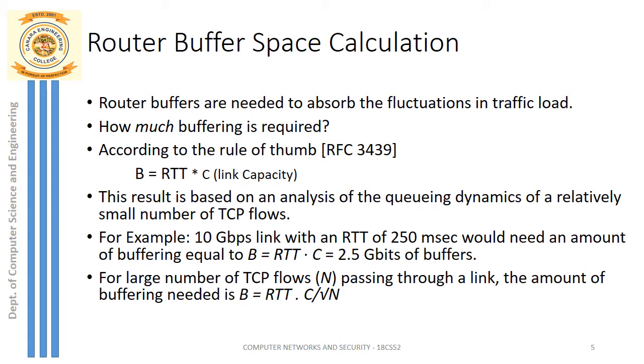For example, if we consider 10 Gbps as the link capacity and RTT equal to 250 milliseconds, then in this case the buffer space required will be approximately 2.5 gigabits. For a large number of TCP flows, say n, the amount of buffering needed is RTT times C divided by the square root of n. That means with this buffer space, whenever the number of TCP flows is more, the buffer space required will be less.